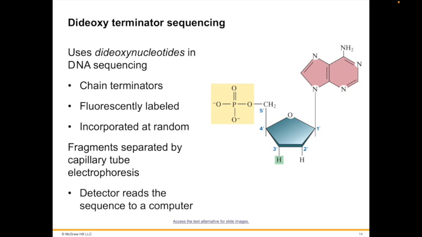So it uses dideoxynucleotides. Again, there are dideoxynucleotides in DNA sequencing. They are chain terminators, they are fluorescently labeled, and they are incorporated at random. The fragments are separated by capillary tube electrophoresis, and then the detector reads the sequence to a computer.